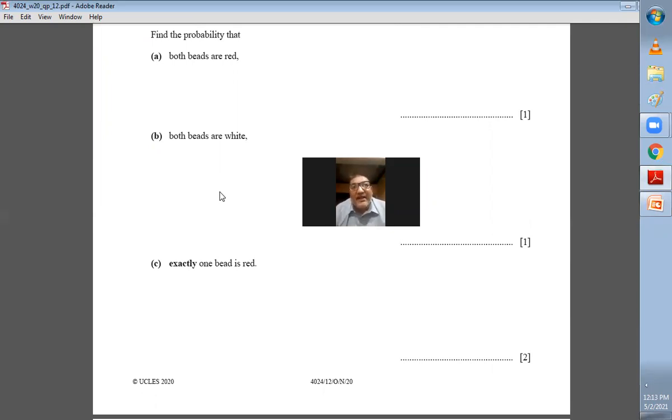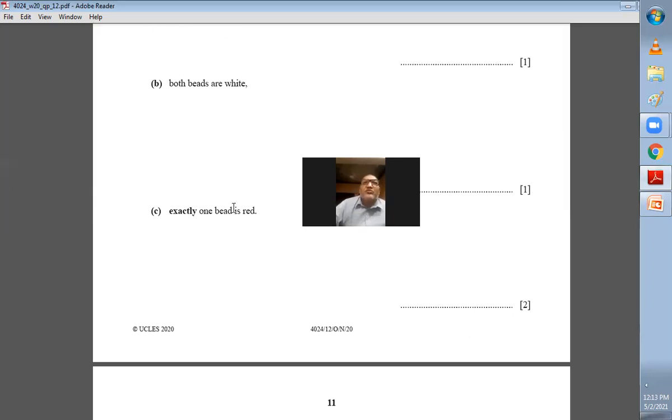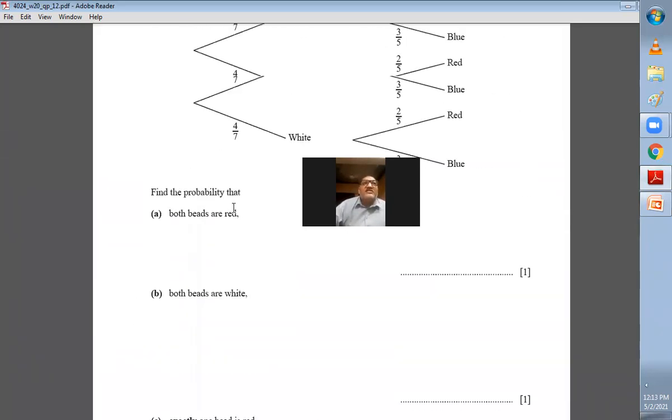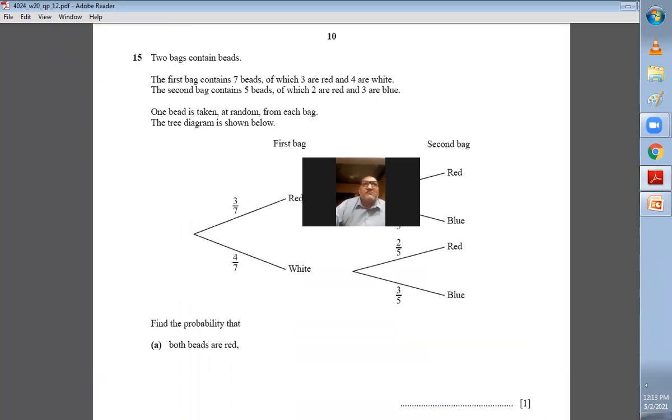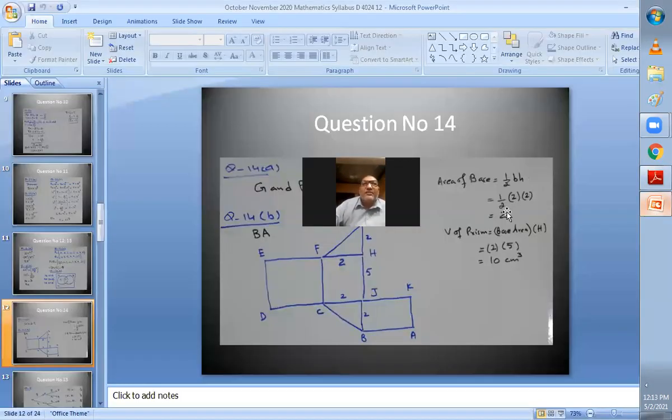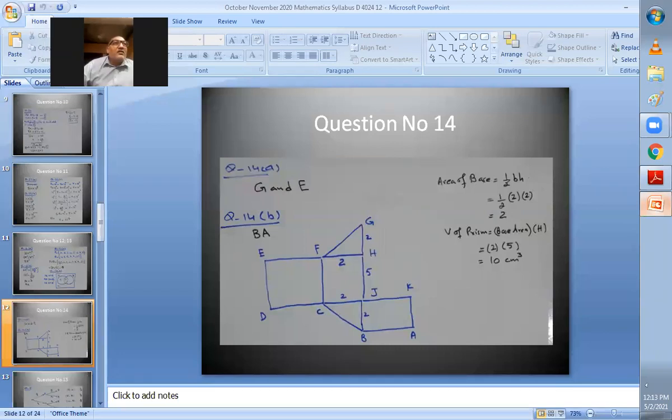And the C part is exactly one bead. It means exactly one bead should be red, not two beads. Only one red. You will take those options in which you have exactly one bead red. So let me show you a one mark, two mark question. This is the question. Let me show you. I've done this on the paper. So from there, you can understand this question.